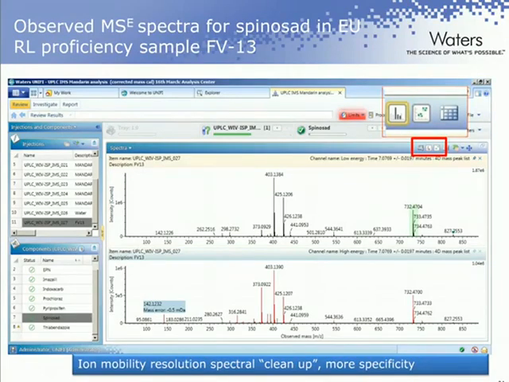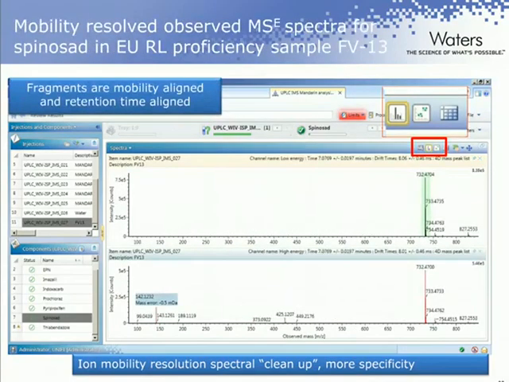And we're again dealing with the same proficiency test sample, and here we're actually looking at spinosad and its precursor ion, color-coded in green within the software. However, as you can see, there are a lot of other ions present. Now, interacting with the ion mobility separation here, we can simply resolve out those other background ions because they've now been ion mobility resolved out.